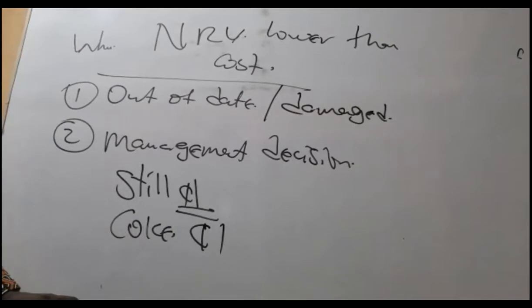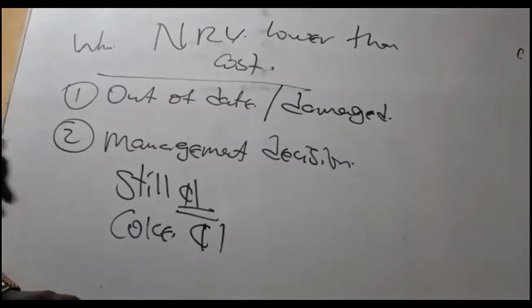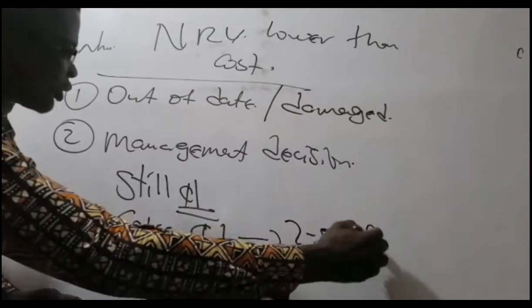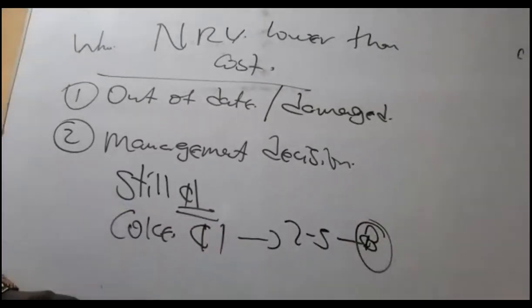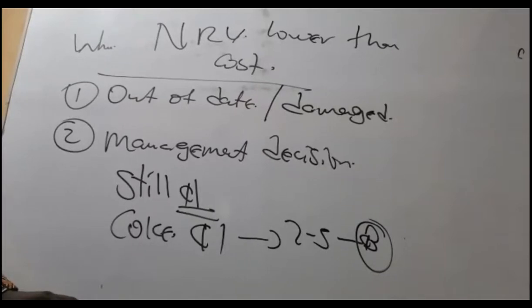And then they realized that with this management decision, our NRV is lower. So what did they do? They started increasing it, even about 3 times. Now they shot it up to 2 cedis, 50 pesewas, and finally to 3 cedis. So it's a management decision. Coke reduced it from 2 cedis to 1 cedi, trying to compete successfully with Pepsi, and it was unsuccessful. So they realized that the NRV was far below the cost, and now they had to increase it again.